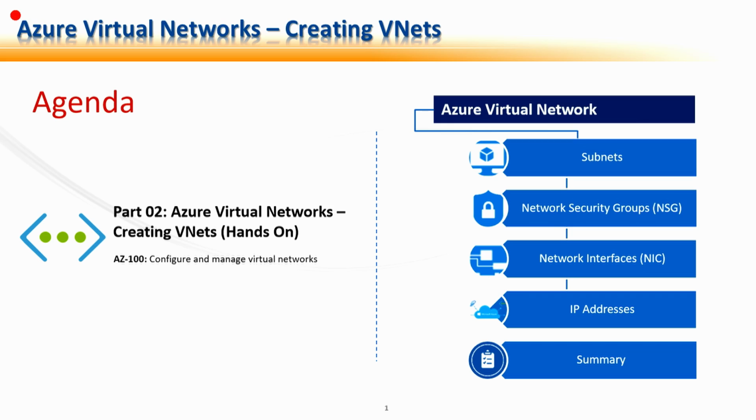This is part 2 of the Azure Virtual Network series, which in turn is a part of the AZ-100 certification, configure and manage virtual networks. We will also create subnets and network security groups, and we will see how the network interfaces and IP addresses are created and allocated to the resources that are created within the subnets of the Azure Virtual Network. So let's dive into the demo and see how Azure Virtual Networks are created. Let's get started.